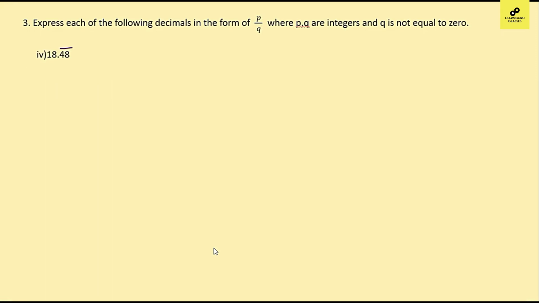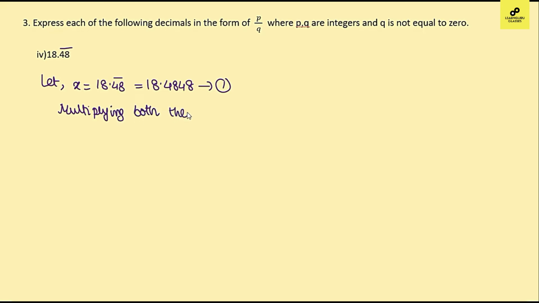Now the next sum is 18.48 bar. So here also you will be proceeding in the same procedure. Let x equal to 18.48 bar. So that can be written as 18.4848. Give this as equation 1. Now since two digits are under the bar, so what will you do? Multiplying both the sides with 100. So what will you get?